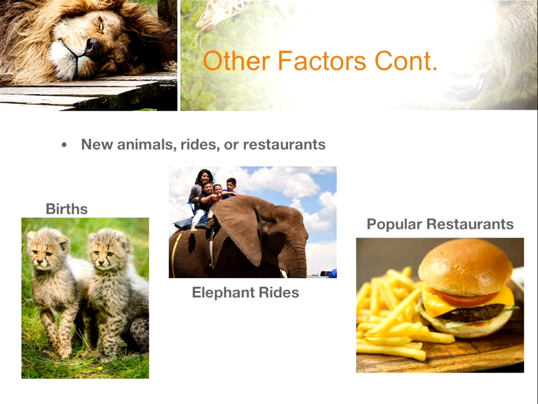Other factors are things like new animals, rides, or restaurants. This could include a new birth in the exhibits, new rides, new restaurant amenities, anything. These factors would highly influence the annual attendance rate because they would attract more families, therefore increasing the annual attendance rate. These independent variables could be forecasted if the zoo has them forecasted in their annual business plan.